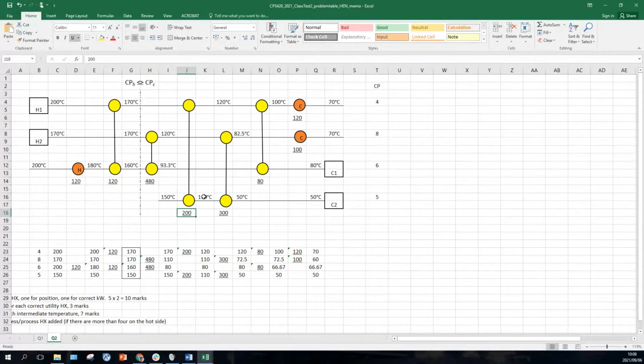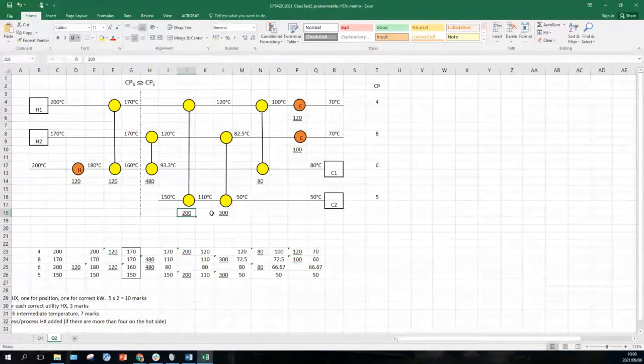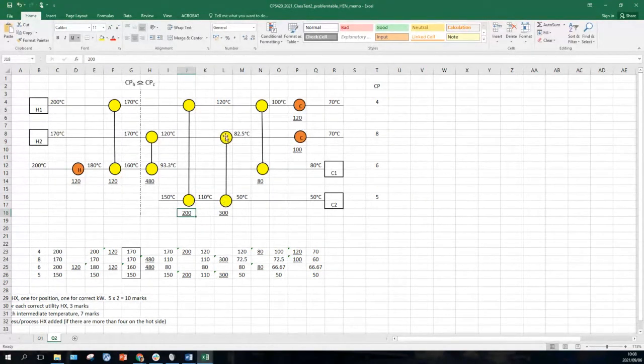Okay, so now we've got 110 degrees C here. Now we have a look at the next heat exchanger that we would like to put in. We still need to get rid of 300 on C2. So if we make this the next match, now we have a look at this 120 degrees C. It's not 120 degrees C. We made this 480, and this is 110 degrees C now. That's 110 degrees C, and that's 110 degrees C.